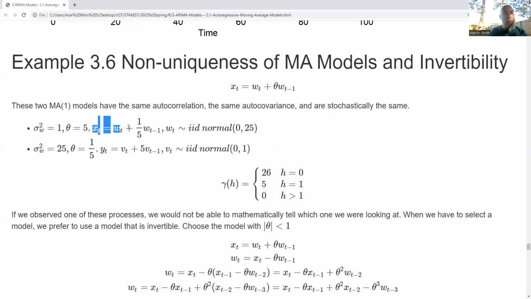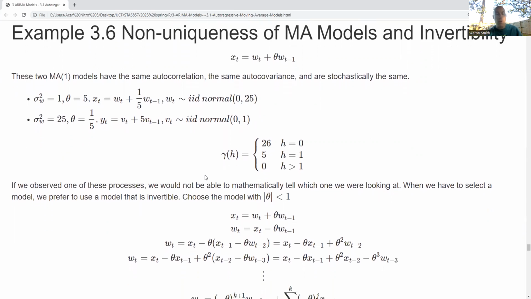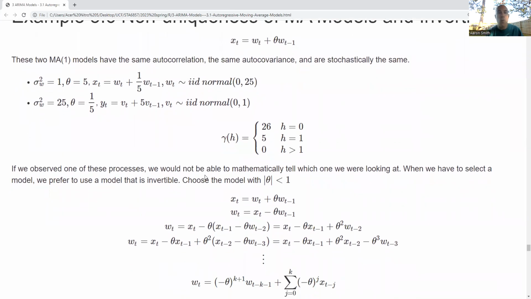If I have this time series and I have this time series, then it's going to work out that we're going to have stochastically the same every single time. And so what will end up happening is that if I crunch out the correlation and the covariance, I'll have exactly the same for both of these models.